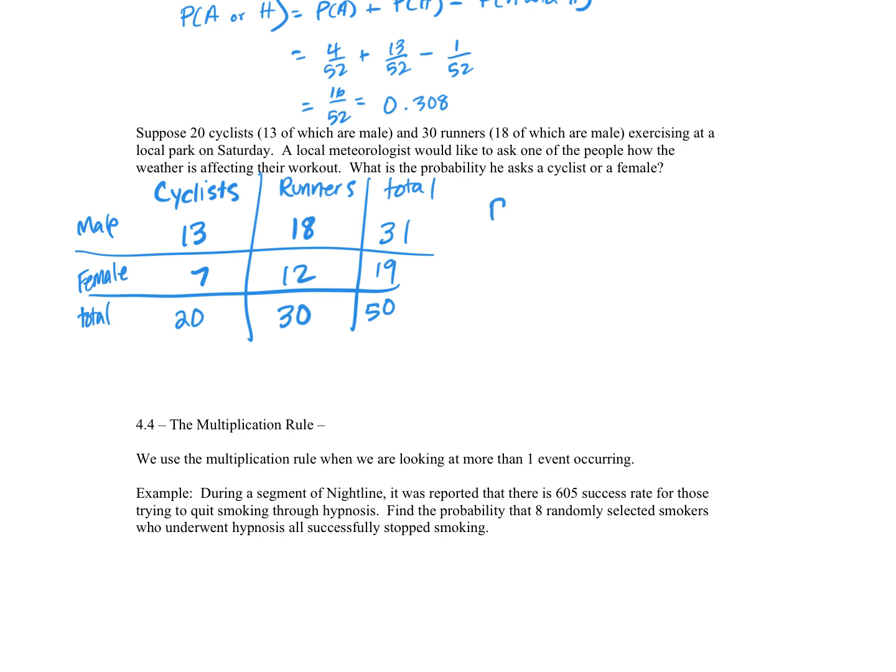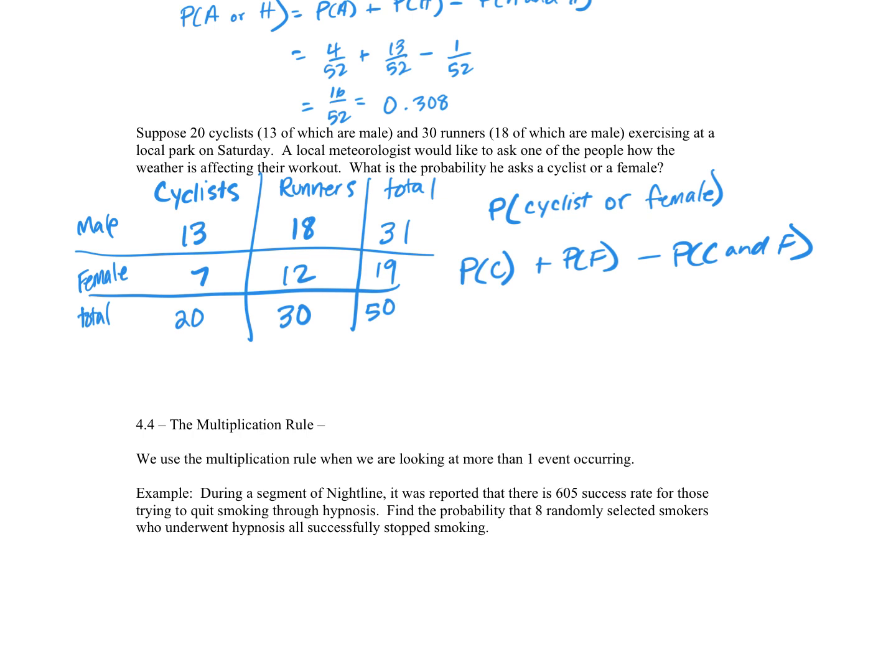Now I ask, what is the probability that someone is a cyclist or female? We can do the probability of C plus the probability of F minus the probability of C and F. Anytime it's an or, that's what we do.